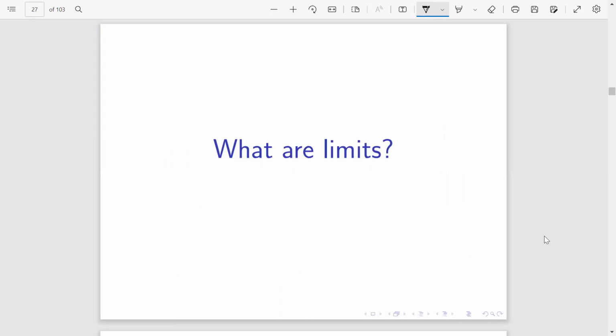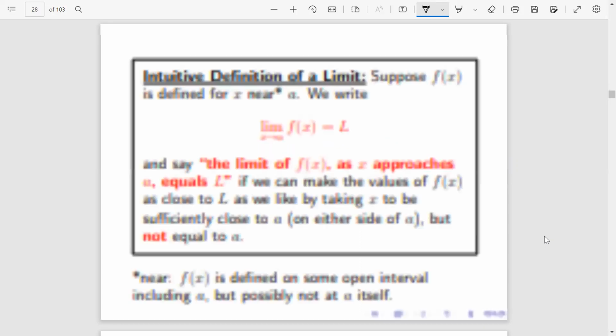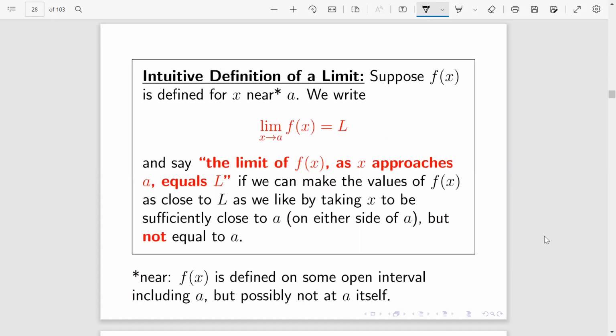So now I think we have the idea of what limits are, or what exactly we're talking about when you speak about limits. But the question could still remain: what are limits? So now let's get to the definition, because we just gave an example. The intuitive definition of a limit. Suppose that you have some function f of x. Now we want to generalize.